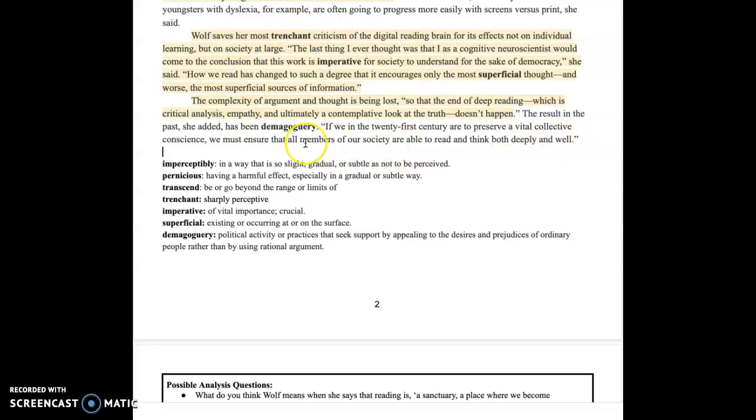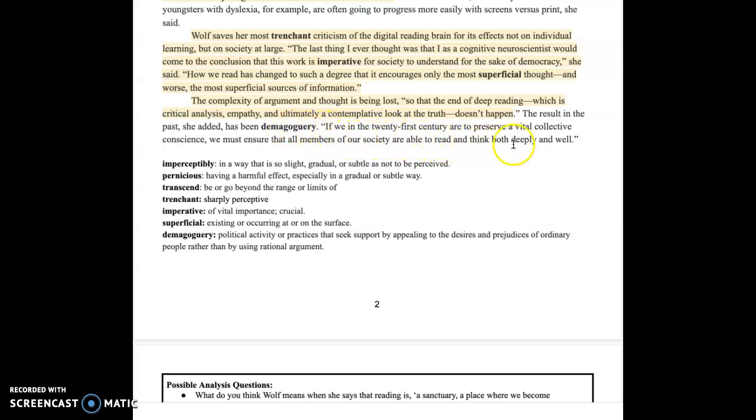The result in the past, she added, has been demagoguery. I don't know what that means. Political activity or practices that seek to support by appealing to the desires or prejudices of ordinary people. Well, I can see that happening in our society right now, I think. It's just a lot of lies being told about violent mobs and trying to scare people. I think I see a little bit about that.